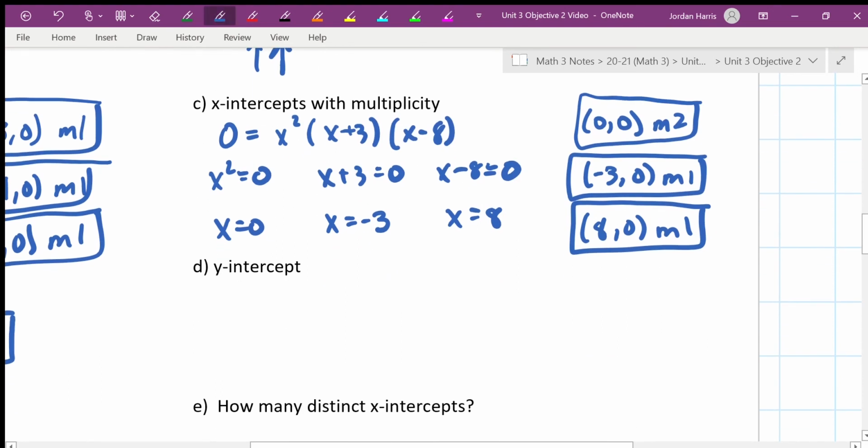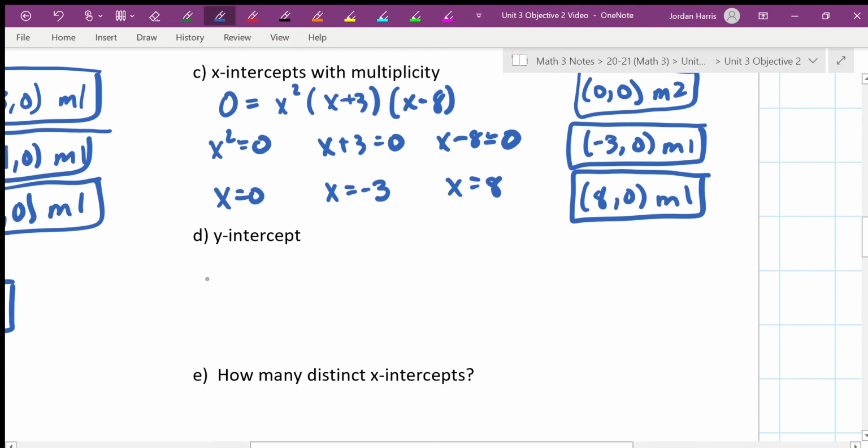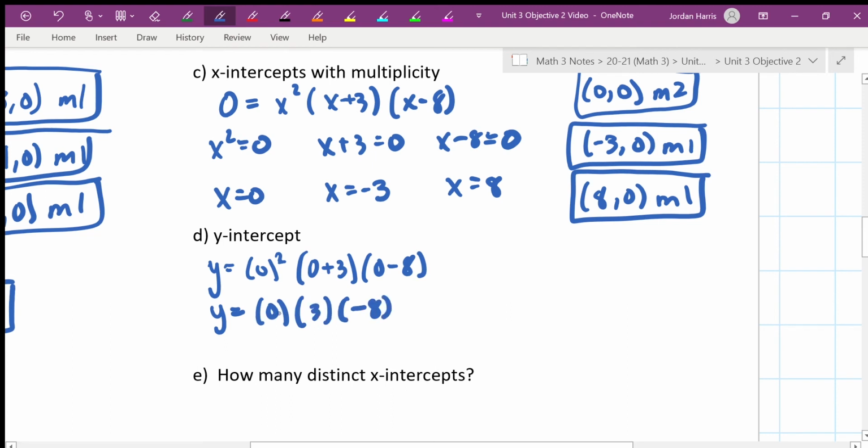Y-intercept, notice it doesn't ask for multiplicity because we don't worry about multiplicity for this. So y equals, remember, f of x and y are the same thing. So 0 squared times 0 plus 3 times 0 minus 8. So I end up with 0 times 3 times a negative 8. What is 0 times anything? 0. So there we go. 0, 0 is my y-intercept.